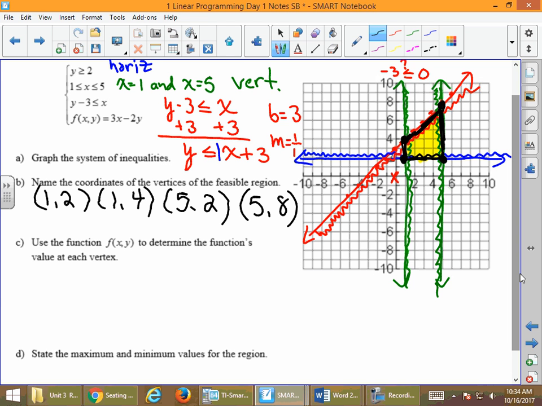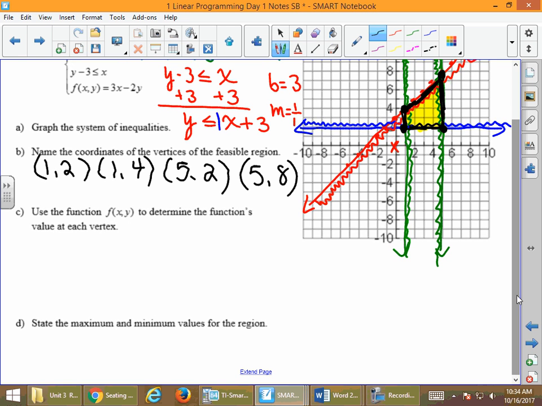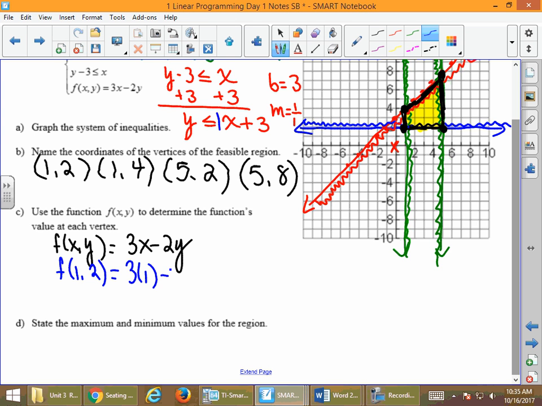But once we identify those values, now we're going to use that bottom equation, which says f of x, y equals 3x minus 2y. And we're going to take those 4 ordered pairs and put them back in. The first value is going to go back in for the x. The second value in the ordered pair is going to go back in for the y. So it's f of 1, 2. So 1's going to go back in for the x, 2's going to go back in for the y. So it's 3 times 1 minus 2 times 2. Well, 3 minus 4 is negative 1.